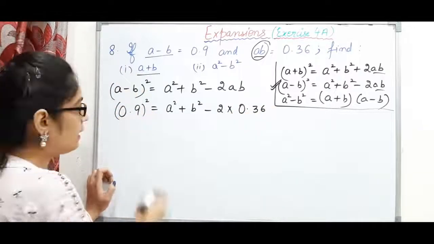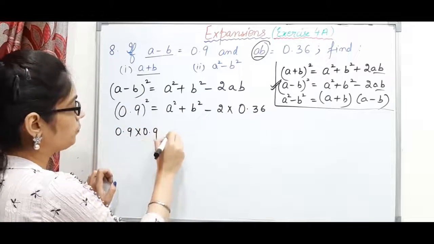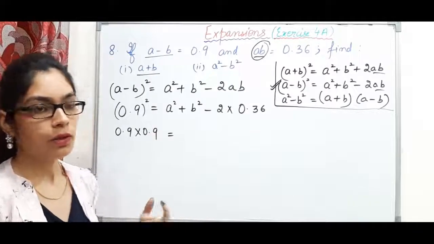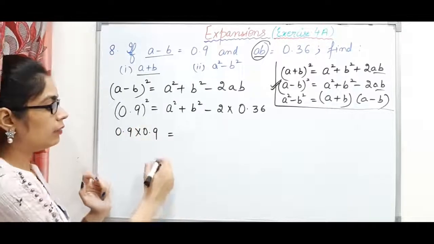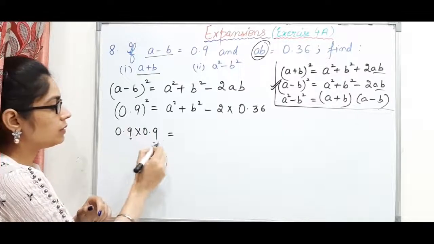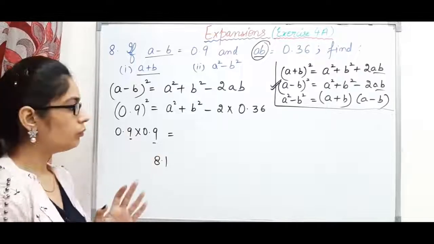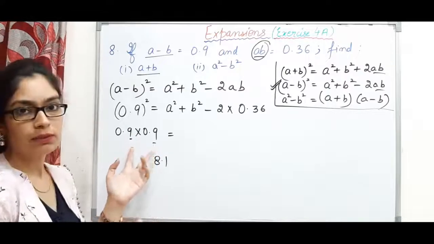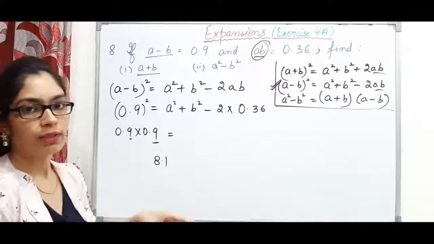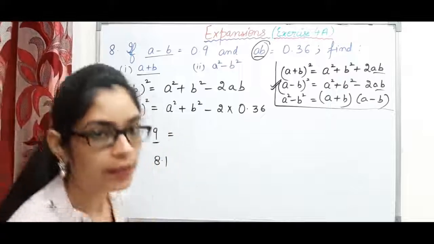Square of 0.9 is 0.9 into 0.9. Directly, if you want, you can do it, but make sure, because it's a decimal number, don't directly write it as 8.1, because see, two decimals. In multiplication you just have to multiply first and then count the total number of decimal places. So here 1 digit after decimal, here also 1 digit after decimal, so total 2. So it will be 0.81.